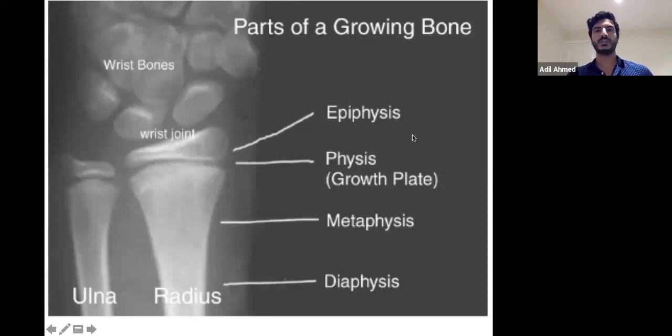Part of the growth plate. This is one of the images of a distal radius X-ray, and you can see there are certain components to that, particularly the epiphysis, the physis. The physis is the growth plate, and then the metaphysis and the diaphysis. And we'll learn why this particular growth plate, which is present in almost all bones, is relevant in the clinical arena.